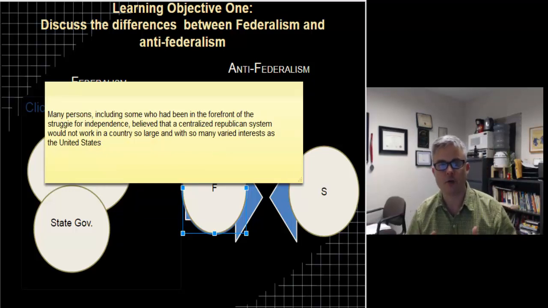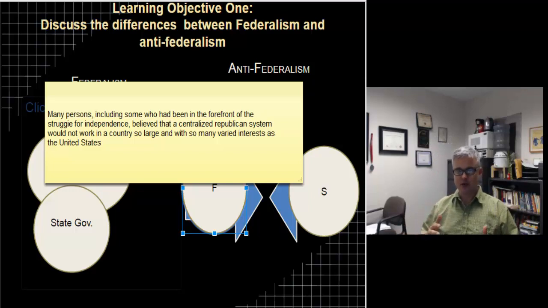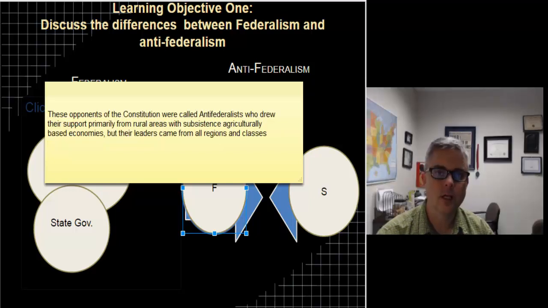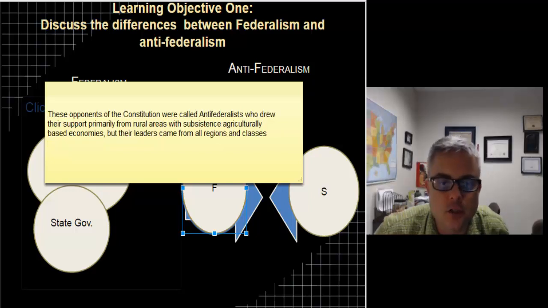So many people, including many at the forefront of the struggle for independence, believed that a centralized republican system would not work in a country so large, with so many varied interests as the United States. So it makes sense that they devised something as weak as the Articles of Confederation. They wanted to preserve the autonomy of each state at the time.